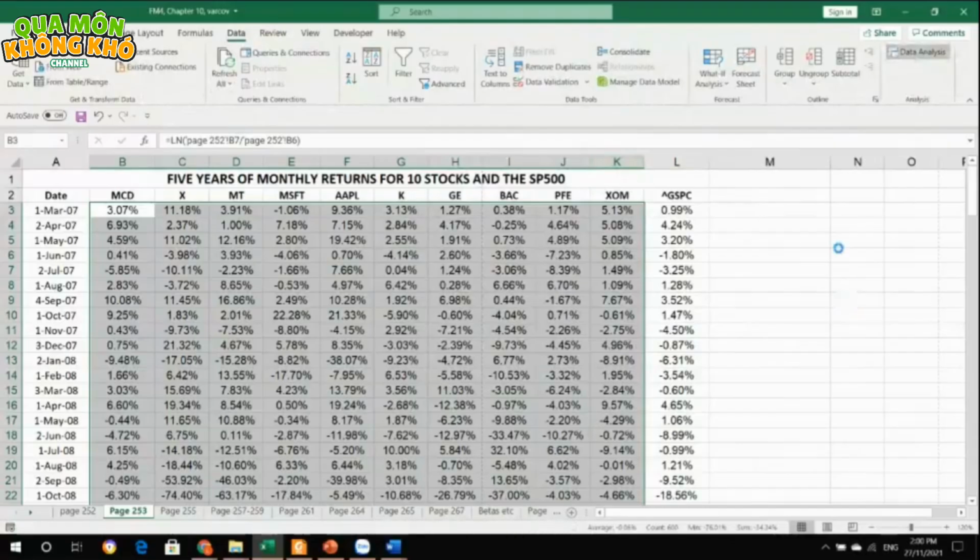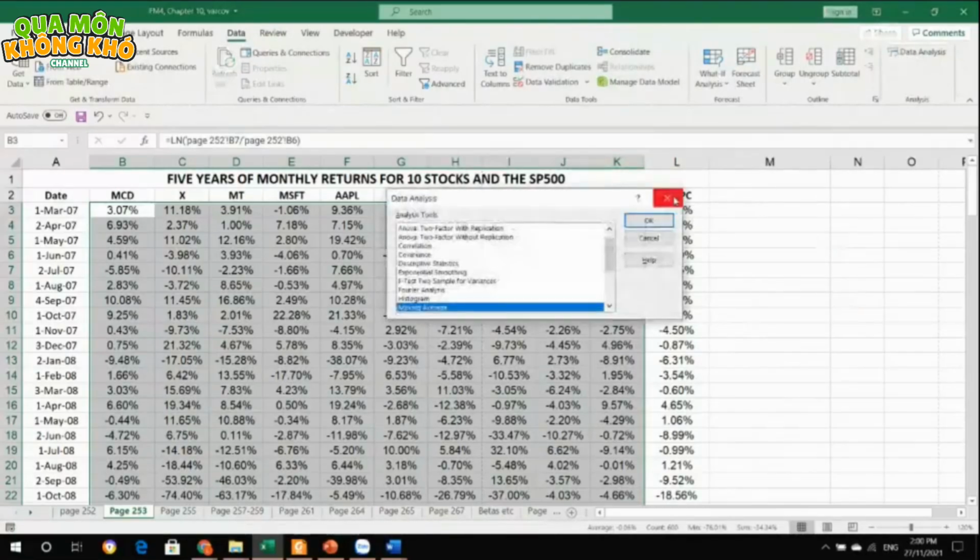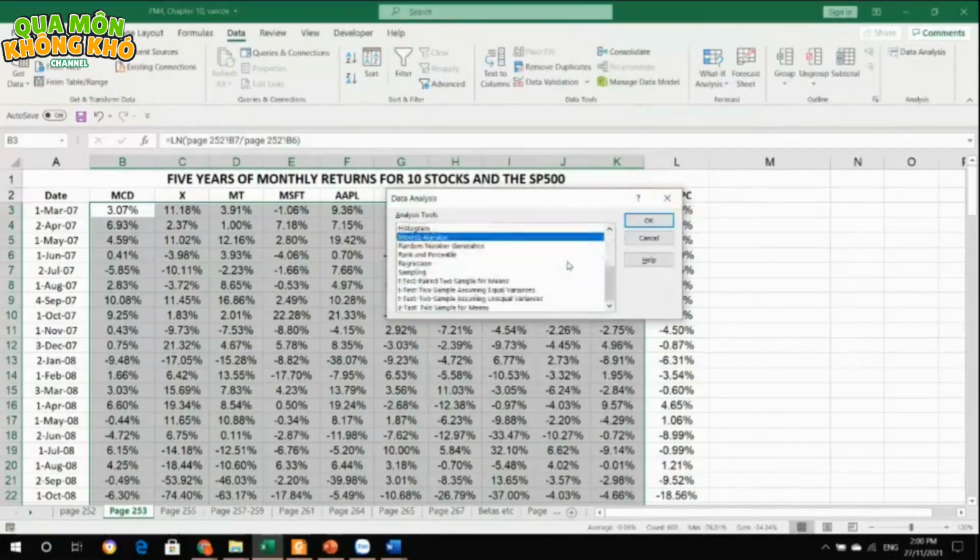As I told you before, this module, the data analysis, is very useful in many cases, helping us to analyze some data with the regression, the covariance, the correlation, the t-test, histogram. We already used this many times. So you need to choose the covariance or correlation.